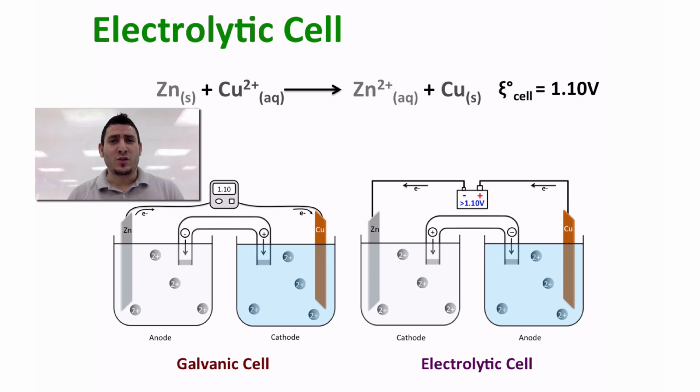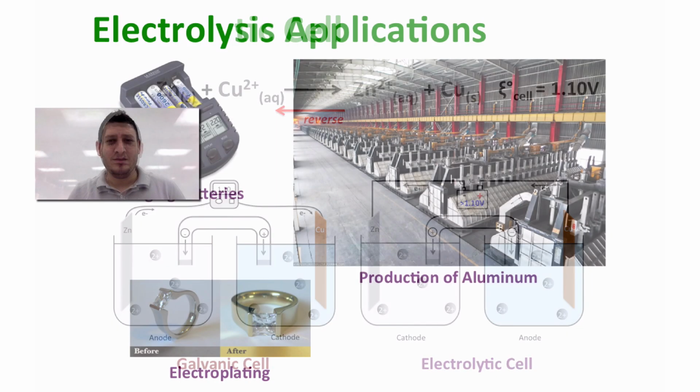If we were to force this reaction to proceed in the reverse direction, we have to apply a potential which is greater than 1.10. The power source with a voltage greater than 1.10 will force the electrons to flow in the opposite direction. Notice that since the flow of electrons is opposite in the 2 cells, the anode and the cathode are reversed as well. Also, the flow of ions in the salt bridge will be reversed as well.